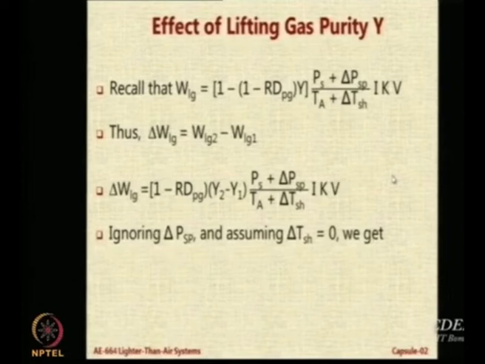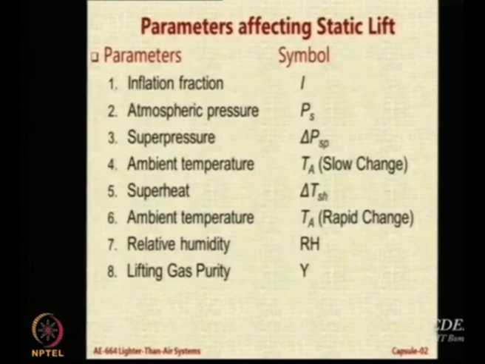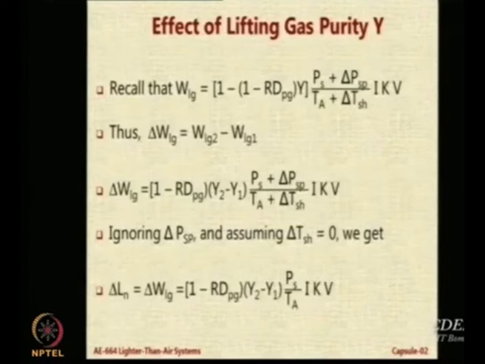Now if we ignore delta PSP and also we consider that there is no superheat, then this equation simplifies into 1 minus RDPG Y2 minus Y1 PS by TA IKV. Okay. So that is it. It is a simple expression, and the simplification is possible only if you neglect superheat and super pressure. Otherwise you get the expression which is a slightly larger expression.